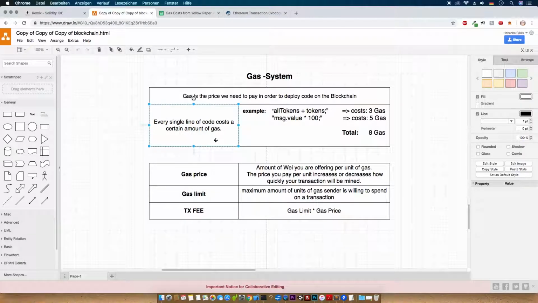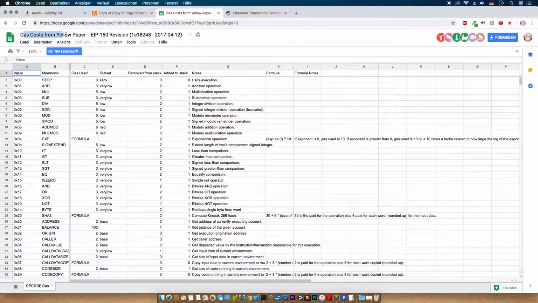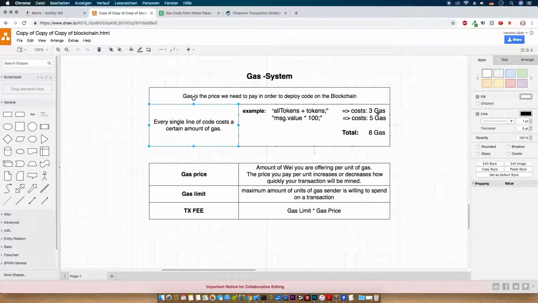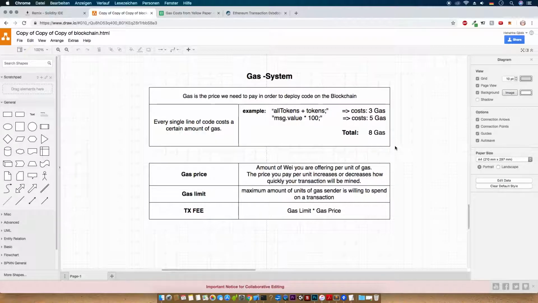For example, if we have a look at our code, let's take allTokens = allTokens + tokens, and tokens = msg.value * 100. In this list, you can see how much every single operation costs. In our example, the 2 lines of code would cost 3 gas for addition plus 5 gas for multiplication. So in total, 3 plus 5 is 8. So this is basically what you pay for.